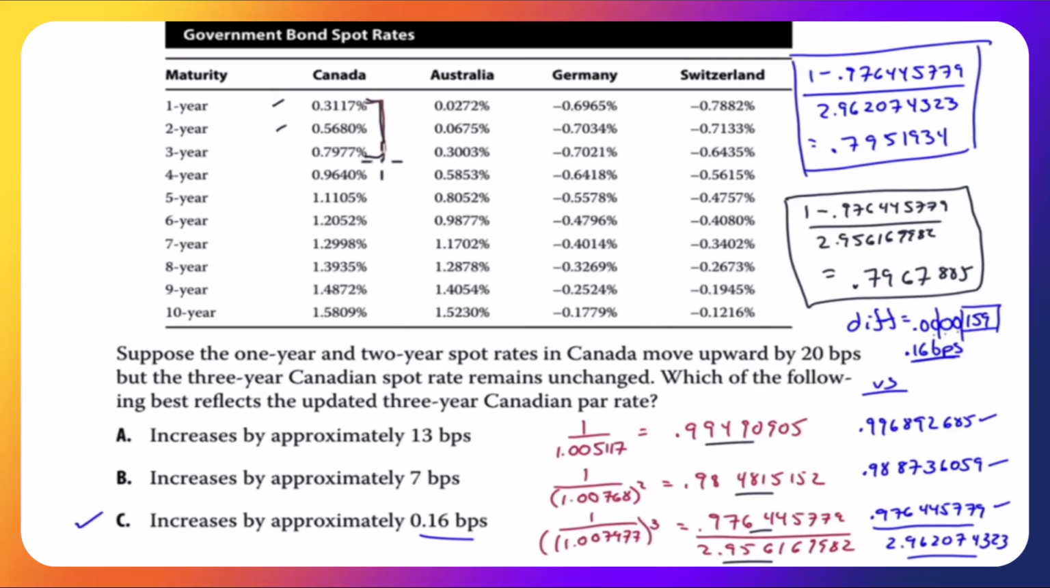You take the original spot rates and you calculate a fixed rate. And that will give you 0.7951934. Add 20 basis points to the first and second, calculate your new discount rates, and then calculate your new fixed rate. That's 0.7967885. Take the difference between the two, and it turned out to be an increase of 0.16 basis points.